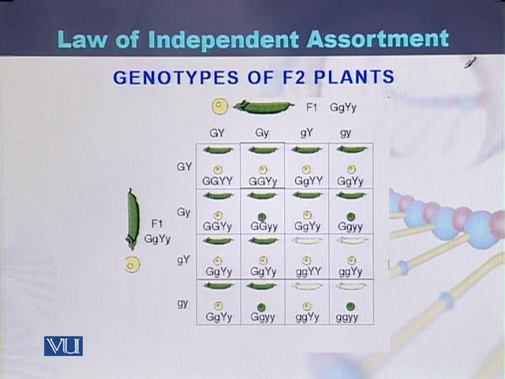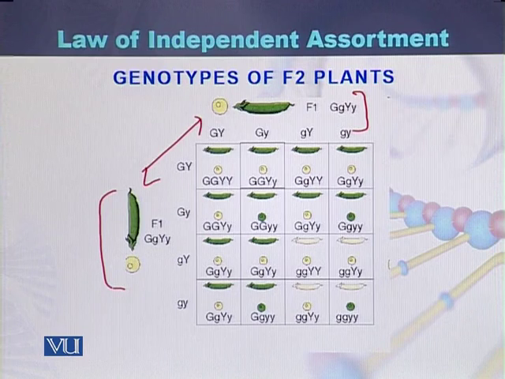Here we can understand the cross or the genotypes of the F2 generation. This is the genotype of the F1 plants. These plants were cross pollinated. When these plants were cross pollinated, the ratio which appeared in the F2 plants was 9:3:3:1 instead of 3 to 1. That was the result of the dihybrid cross.